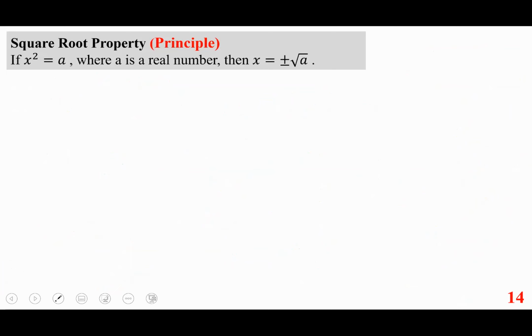All right, we're going to move on. Square root property says if x squared is a, where a is a real number, x is plus minus square root of a. A very simple example, x squared is 49. X is not 7, x is plus minus 7. Reminding you of the square root property.